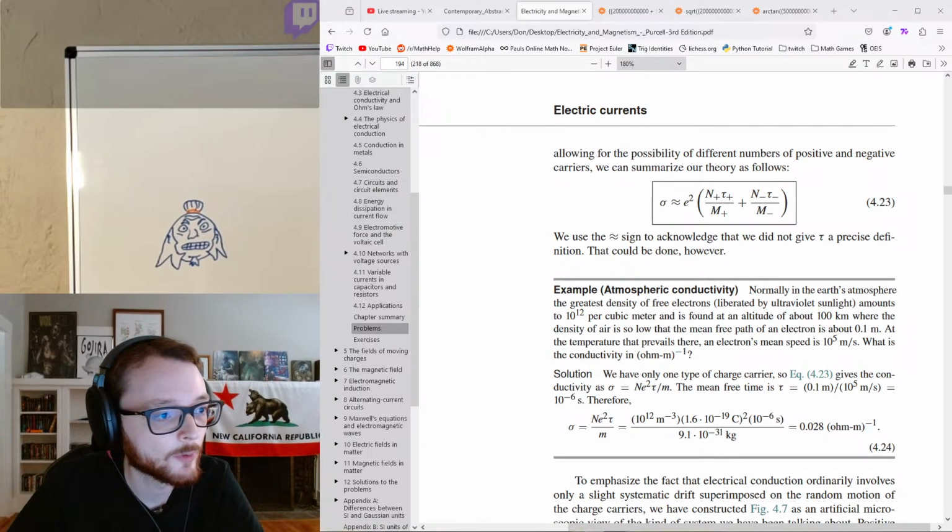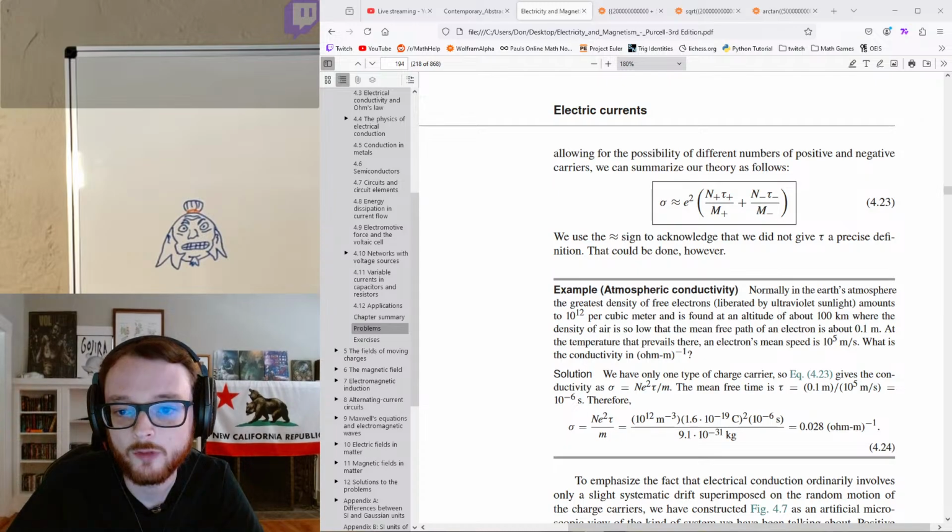Screenshot of this equation here so I can have it to the side as I look at the problem.